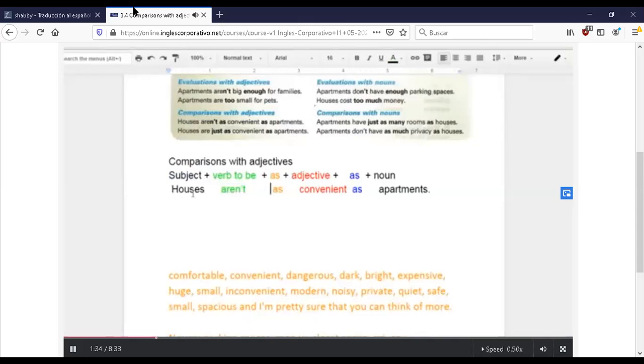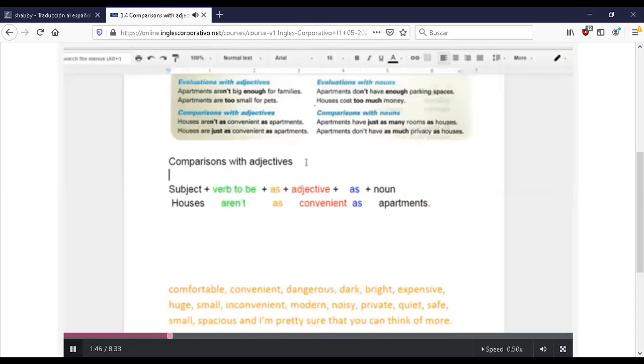So, quick example. Houses aren't as convenient as apartments. Towards the end, you will include whatever it is that you're comparing your subject with. So in this case, I'm comparing houses versus apartments.